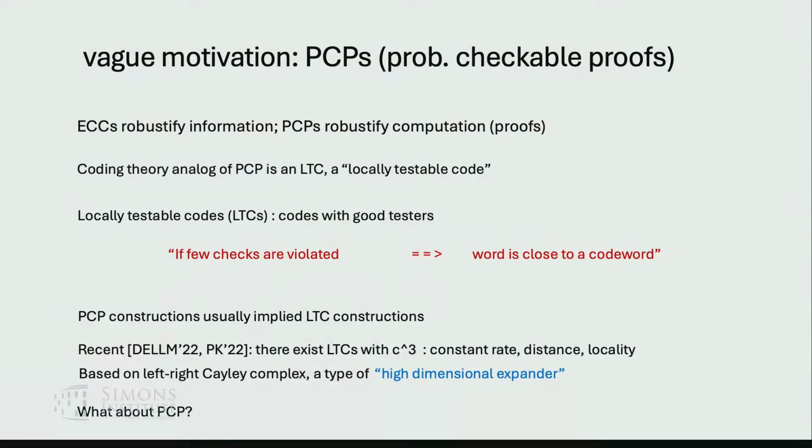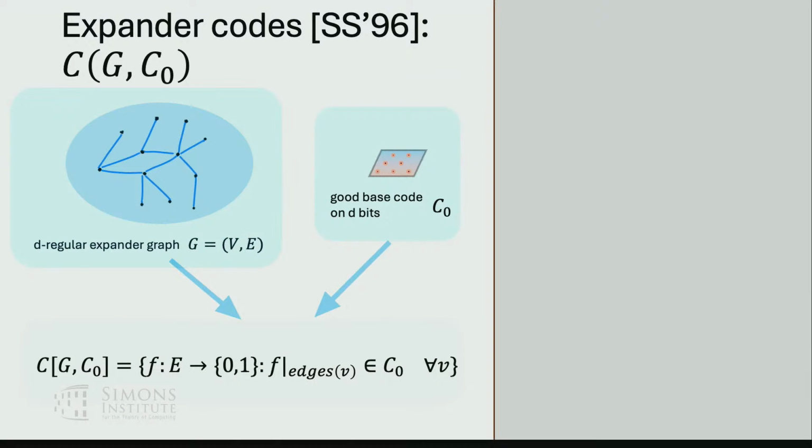For example, multiplication. Another thing that you would really need here is to be able to do some kind of sum check protocol. But I'm not talking about it today. So just to summarize this slide, the vague motivation for me was to get LTCs like the ones we already have, but that have PCP-like features. Okay. So now let's start to describe the construction.